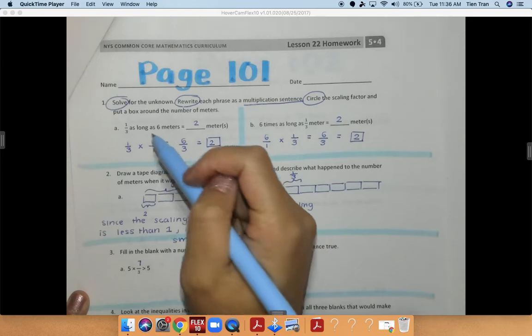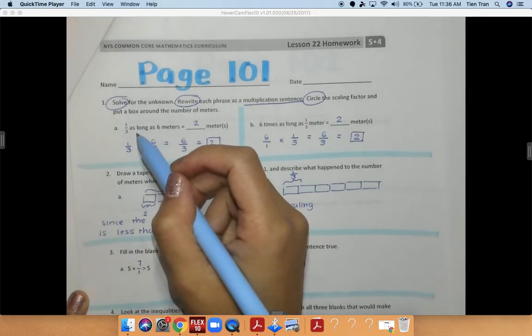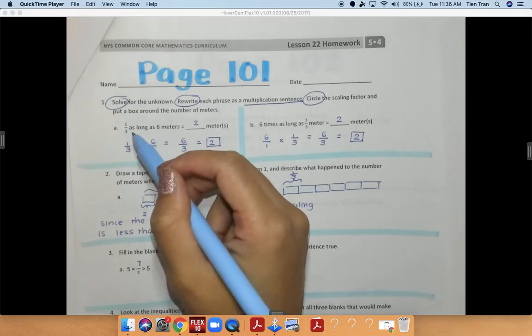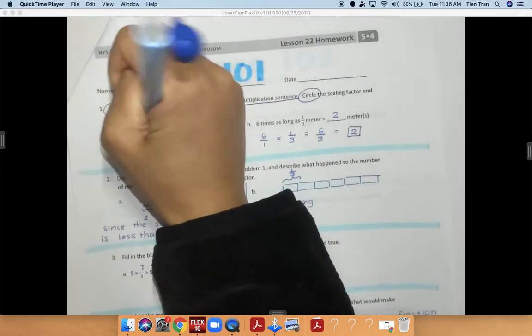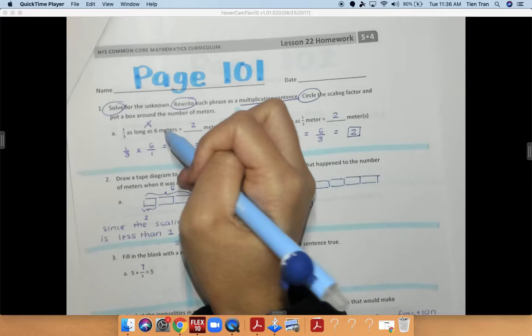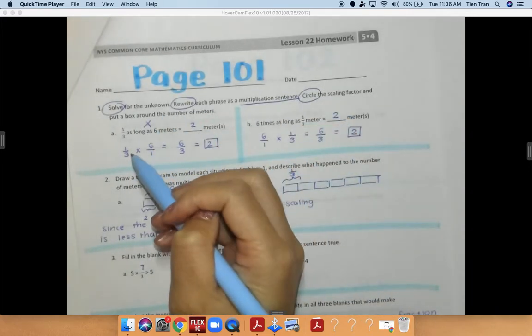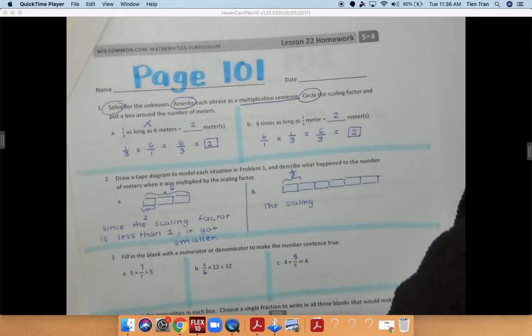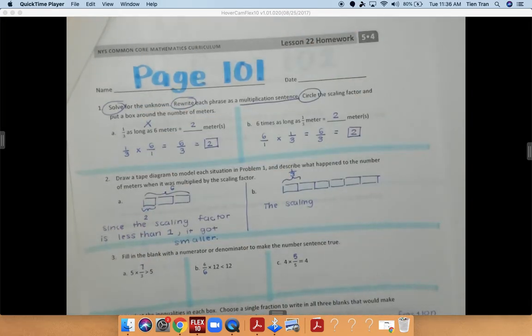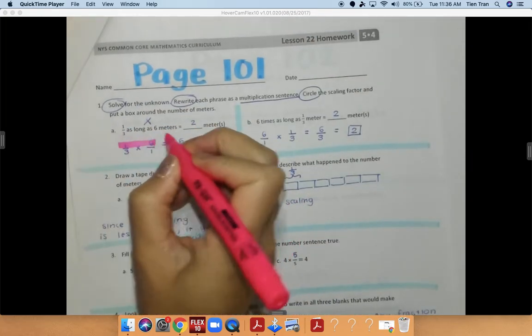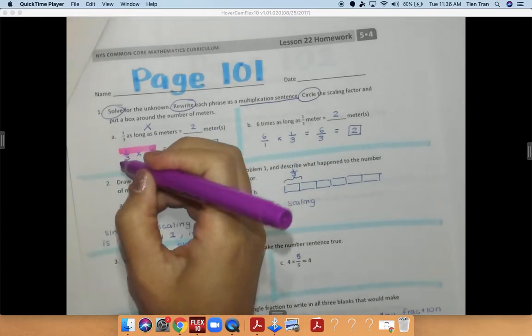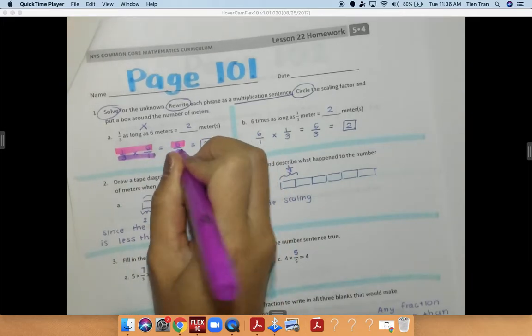So, for the first one we have 1/3 as long as 6 meters. They're asking you to multiply as long as, so that means to multiply 1/3 times 6 meters. So that's what we have here, 1/3 times 6 meters. I am going to highlight what I am multiplying so you can see it. 1 times 6 is equal to 6, and 3 times 1 is equal to 3.